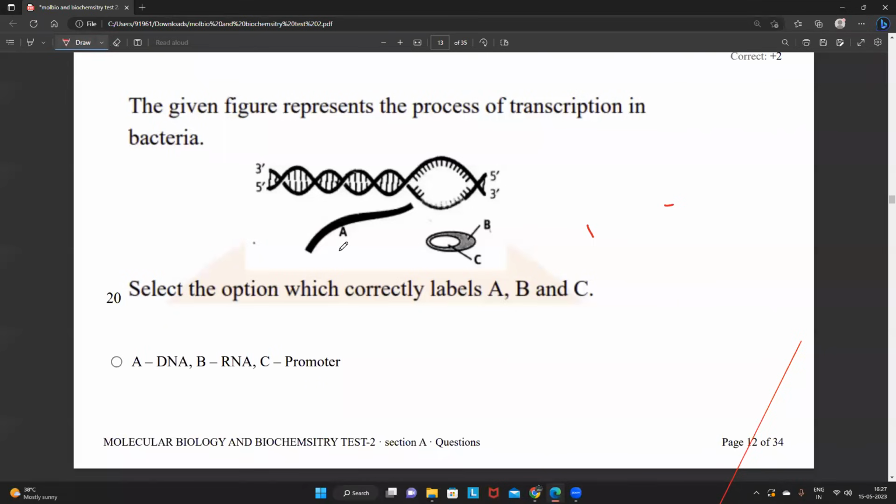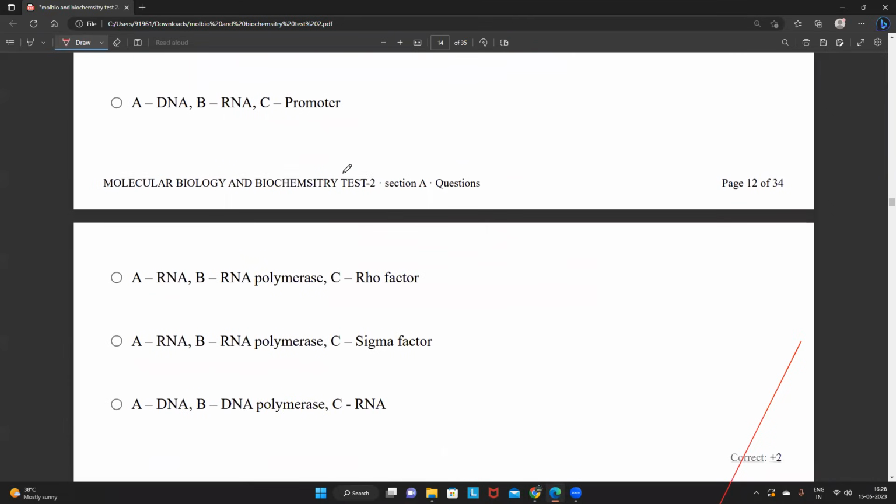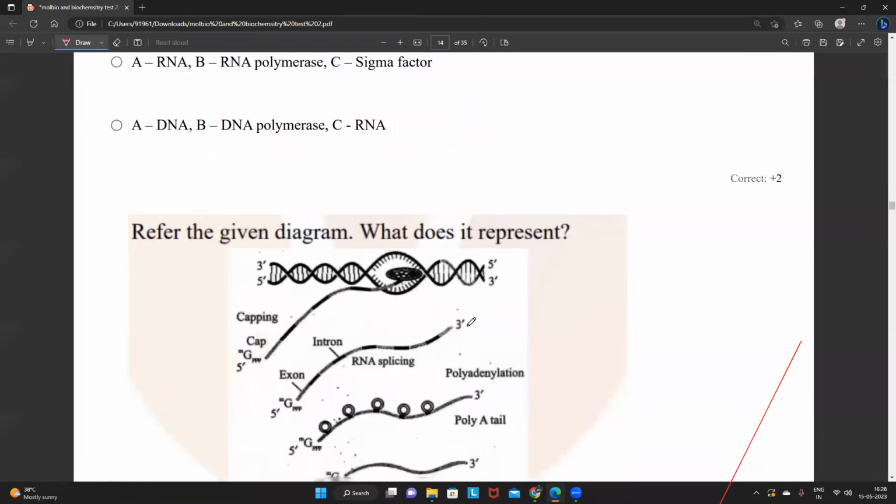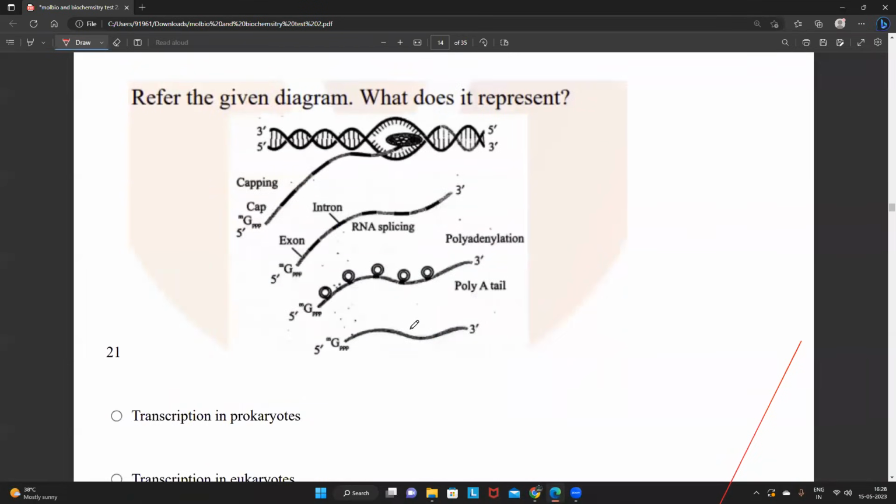RNA synthesis is over. RNA came out. If RNA came out, this particular RNA polymerase has to dissociate from the DNA. If it wants to terminate, what factor does it require? We studied, right? Rho factor it requires. How does it become sigma factor? This also people made wrong. So if you see RNA polymerase here, if it is associated with the DNA, then that will become the sigma factor. So A is RNA, B is RNA polymerase, C is the rho factor. Easy to understand this, right? This also people have gotten wrong.